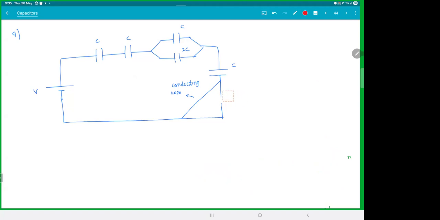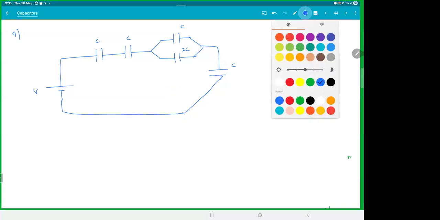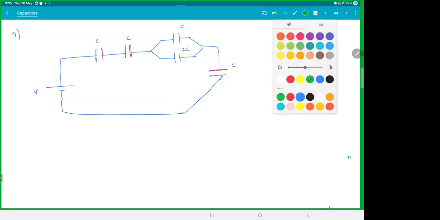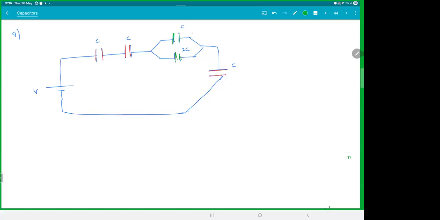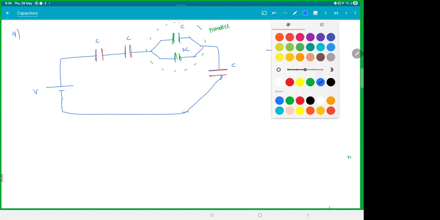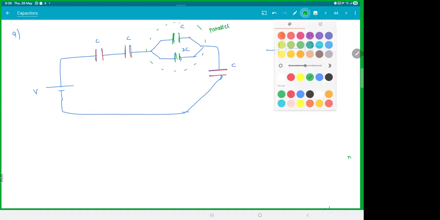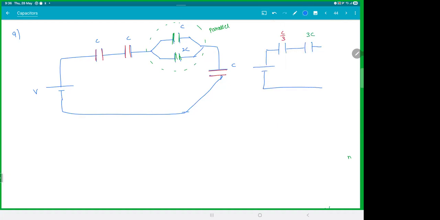So then you can remove this capacitor here. So this is useless. This is how the circuit looks. The three red ones will be in series. The two green ones will be in parallel. So how will the circuit look? If you are in series, the capacitance will be what? 1 by C plus 1 by C plus 1 by C. So this will become C by 3. If you are in parallel, they will simply add up. This will become 3C.